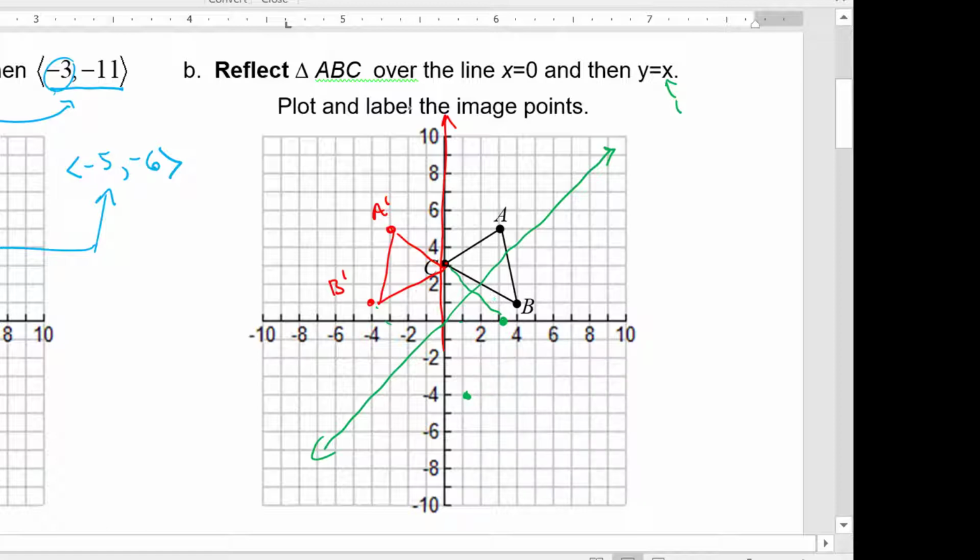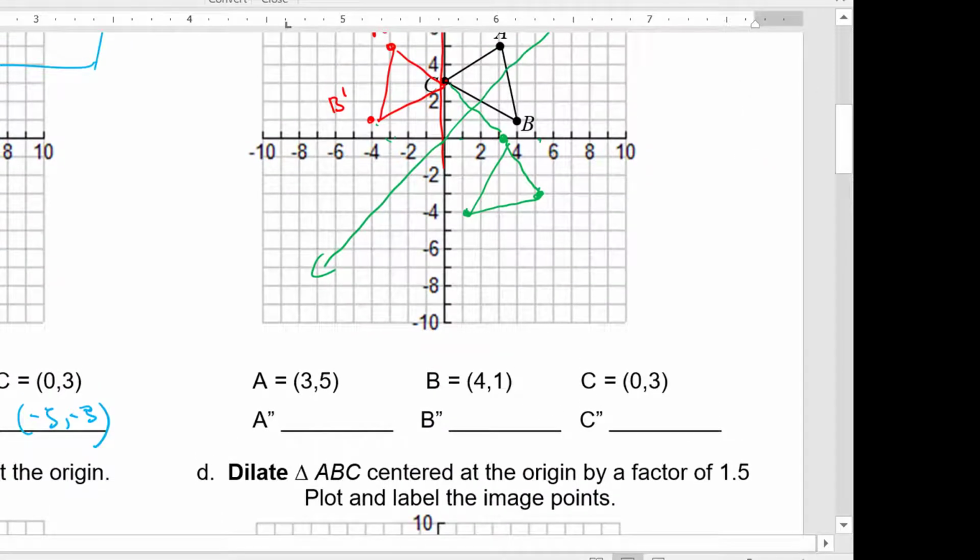And the A is currently at -3, 5, so we're going to go to 5, -3, and there's my other point there. So all I did was take all the x's and all the y's and flip them, and I ended up with my remaining figure. In the end, I ended up with 5, -3, 1, -4, and 3, 0.